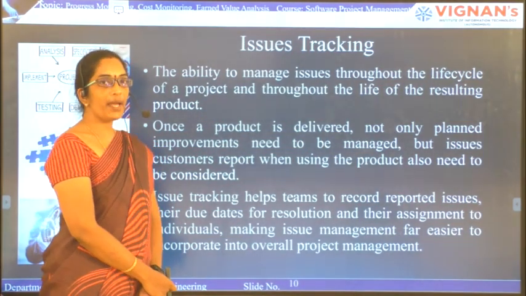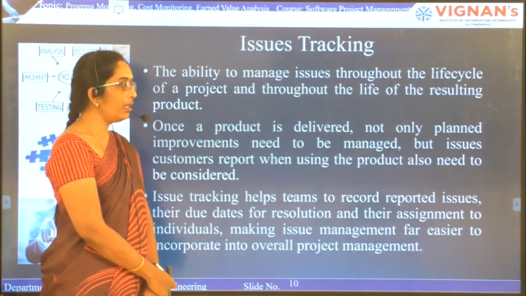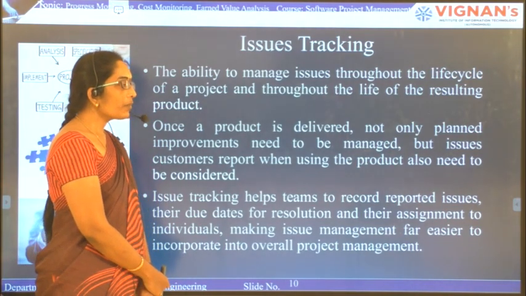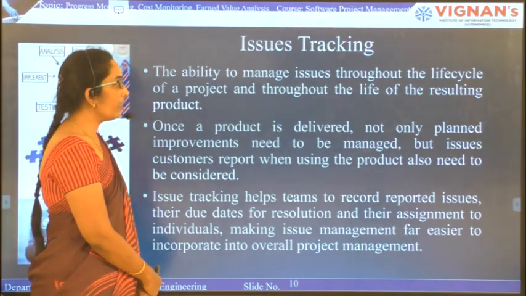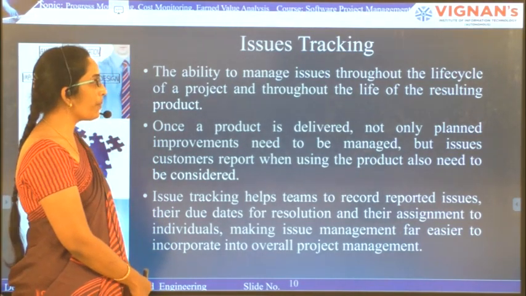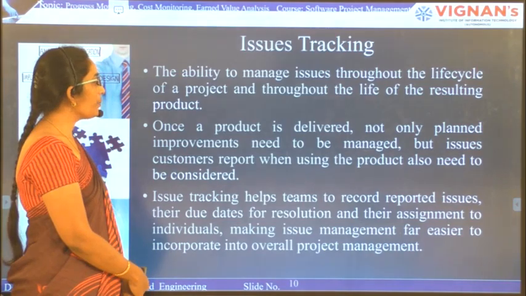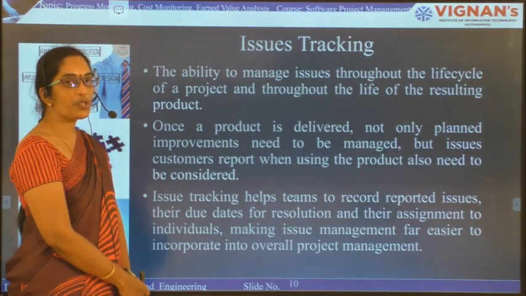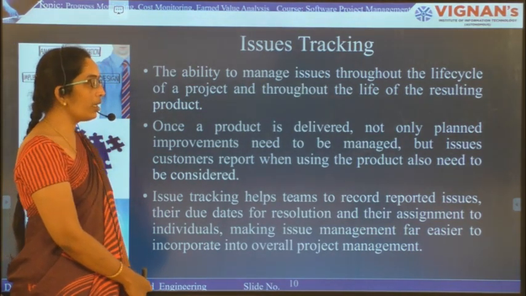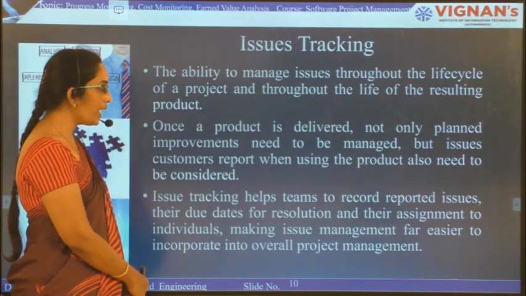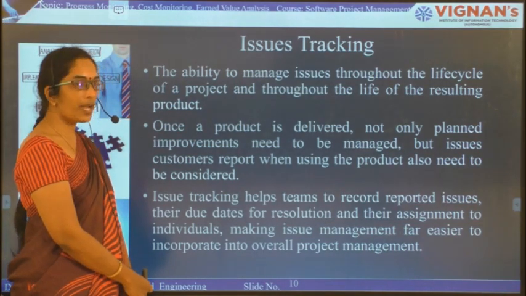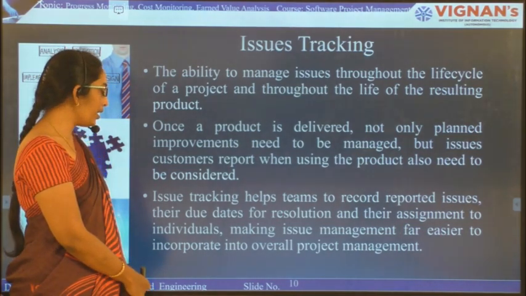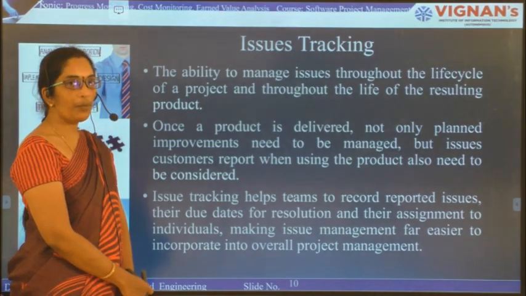So the ability to manage issues throughout the life cycle of a project and throughout the life of the resulting product. Once a product is delivered, not only do planned improvements need to be managed, but issues customers report when using the product also need to be considered. Issue tracking helps teams to record reported issues, their due dates for resolution, and their assignment to individuals, making issue management far easier to incorporate into overall project management.